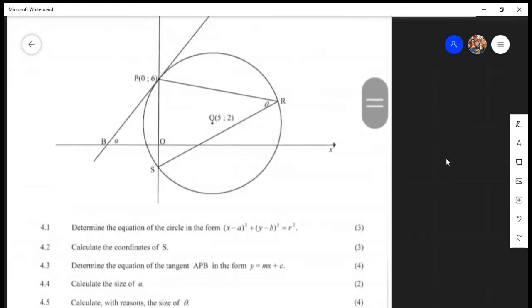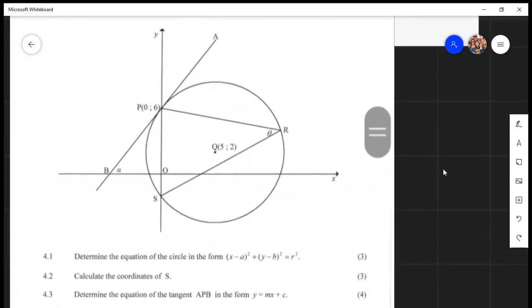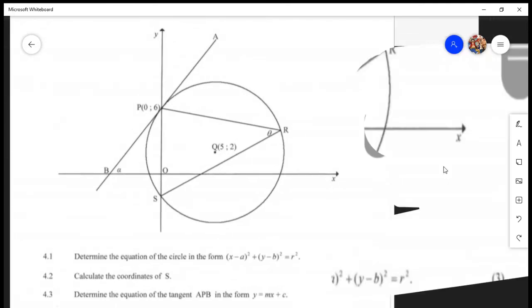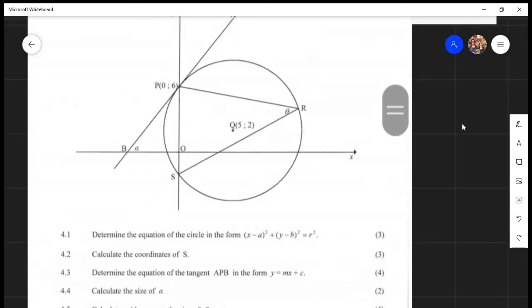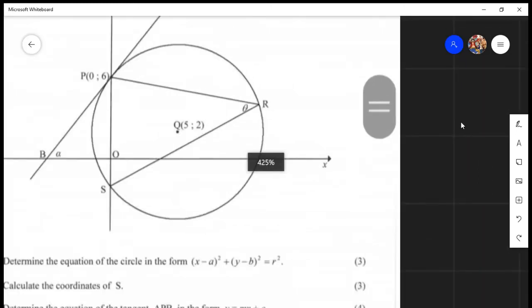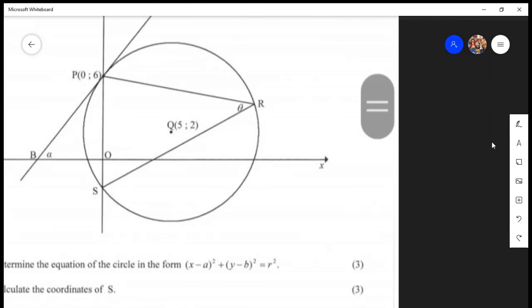So question 4.3. Is everyone able to see? Is everyone able to see now?